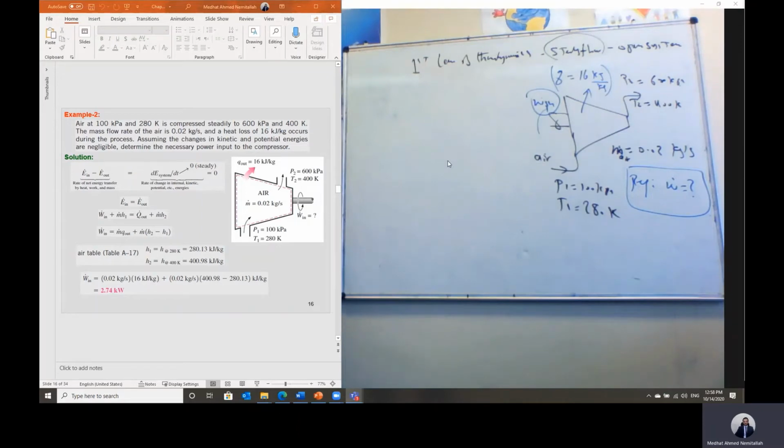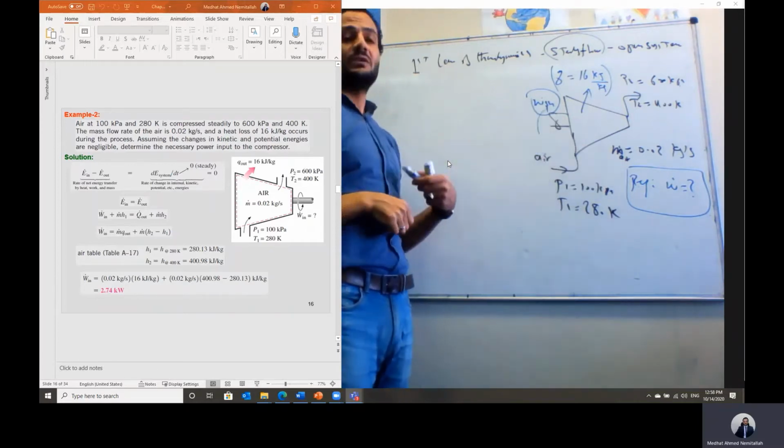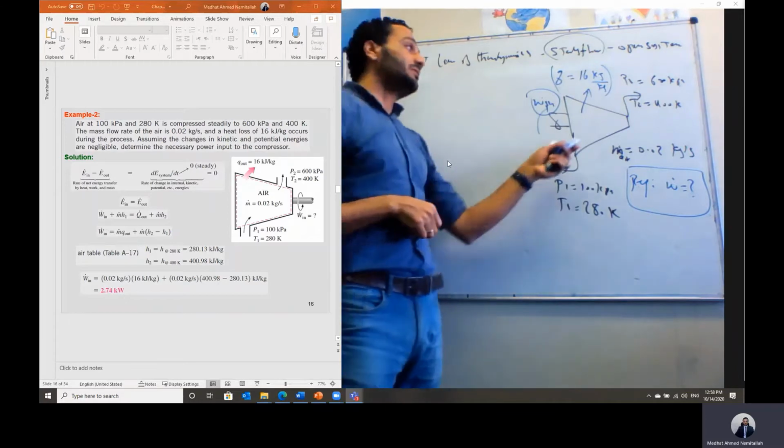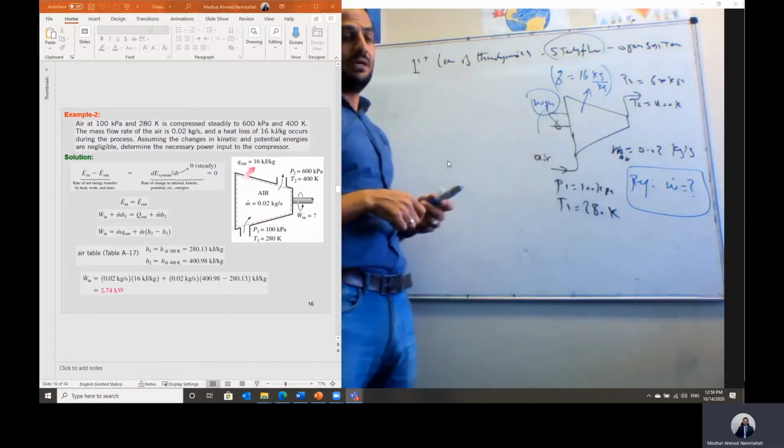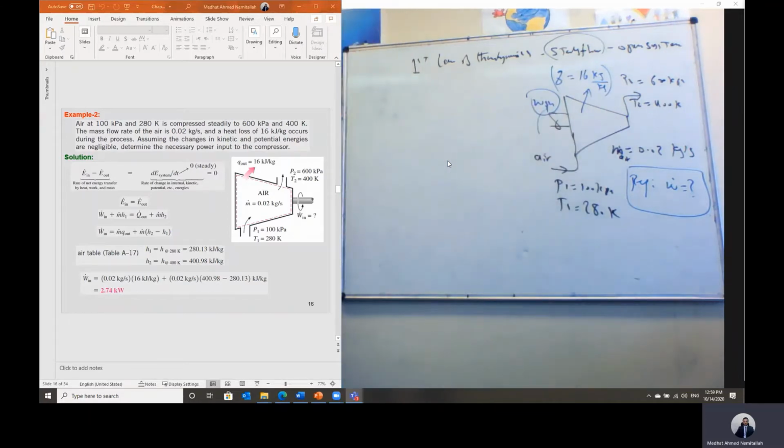Okay, so in this case, what should we do? We have only two equations, the mass equation and the energy equation. In this case the mass flow rate is given, but area A1 and A2 are not given, so I don't need to apply the mass equation. So let's apply the first law of thermodynamics. Let's write it down again.